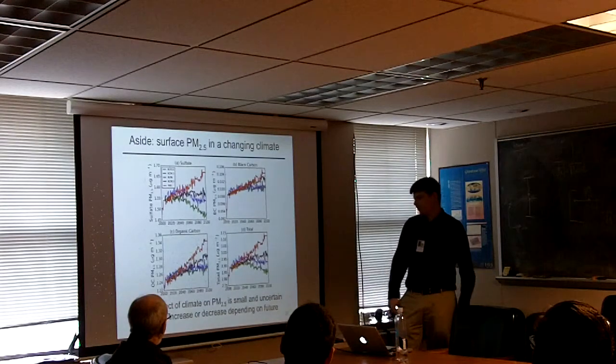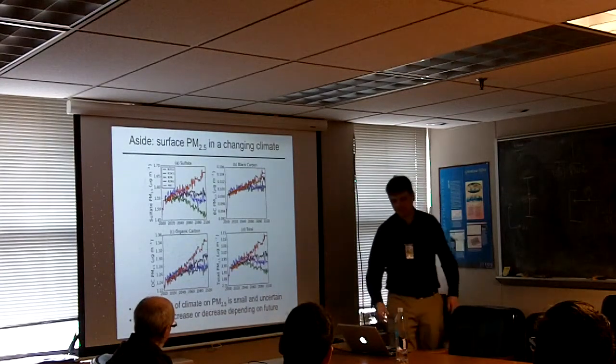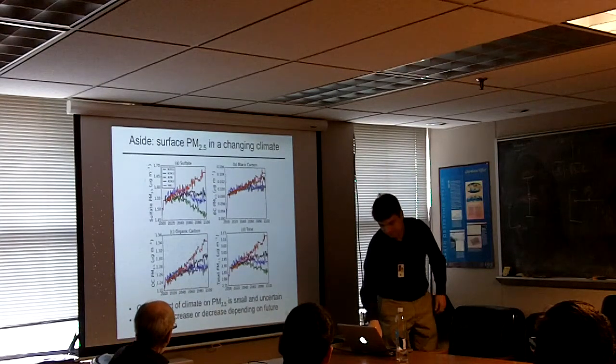And so the point there is that the global effect of climate on PM2.5 is small, according to our model, and probably pretty uncertain also. It can be an increase or decrease depending on the scenario, depending on the species you're looking at, and also depending on the model too, which I haven't shown here, but other models give different results as well.